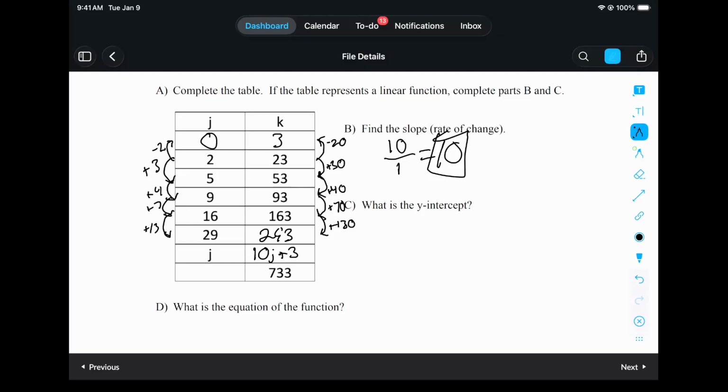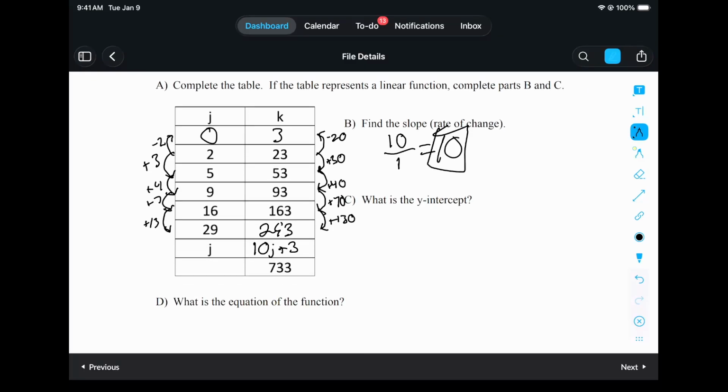Actually, let's jump away from that because we already know it's a linear function, because that's how we established a rule for j. So we already know the slope. What is the y-intercept? The y-intercept on any graph is going to be where x has to be 0. Y can be anything. So it's going to be anywhere that lands on this line.